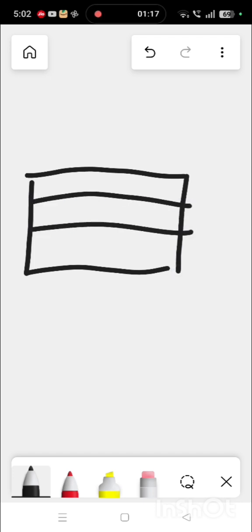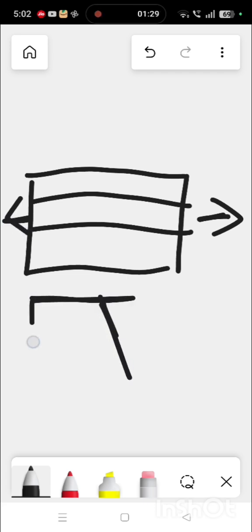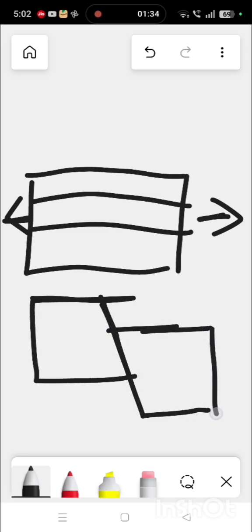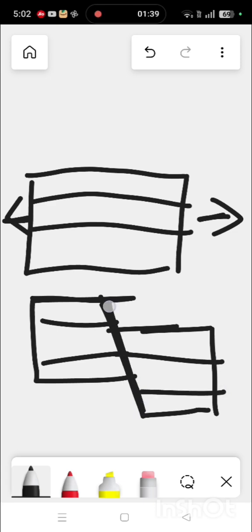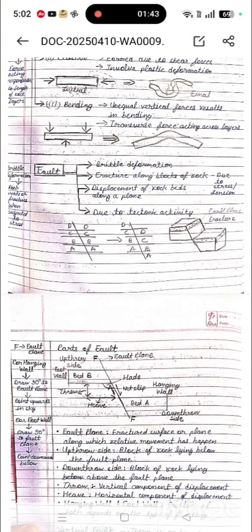This is a rock bed, and due to tensional forces generally there is a displacement in the rock beds. This is a fault. Now we will move towards the parts of the fault.